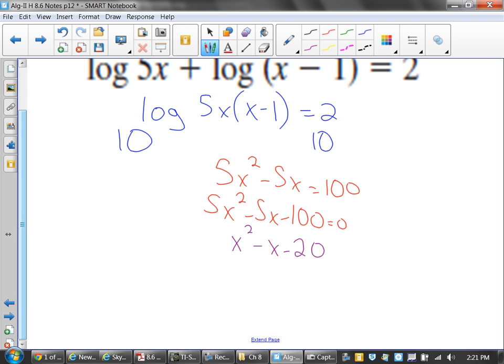What times what is negative 20, and you add together to get negative 1? Negative 5 and 4. That gives me zeros of 5 and negative 4. Good. You get 5 and negative 4 for your zeros.